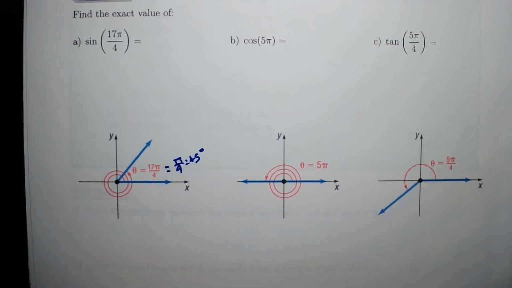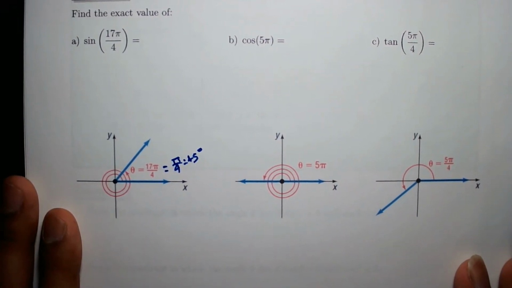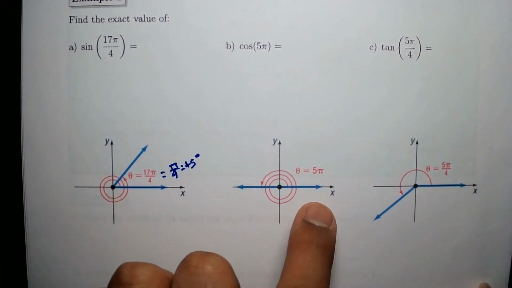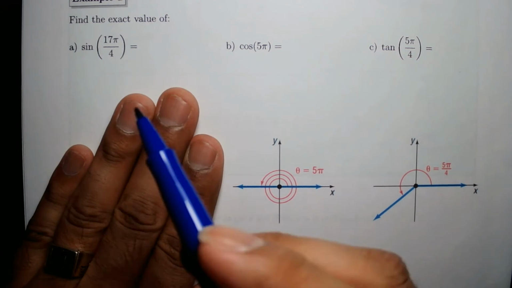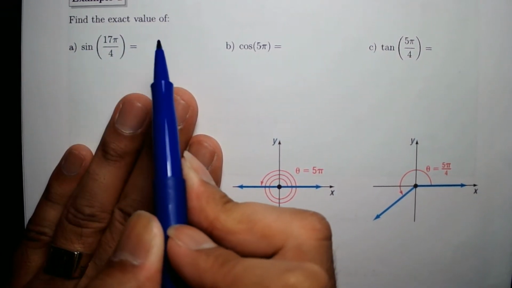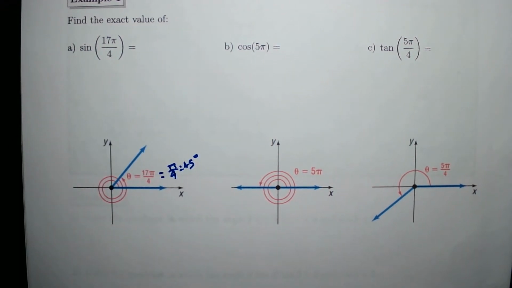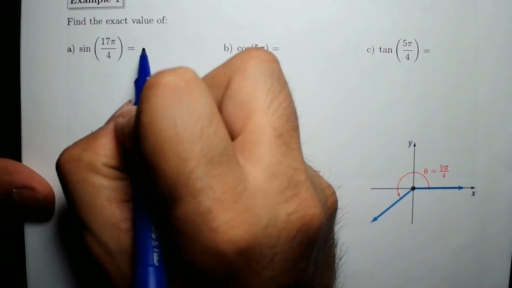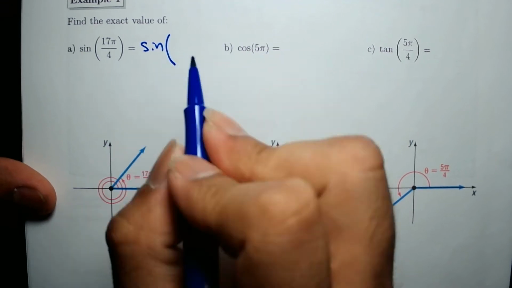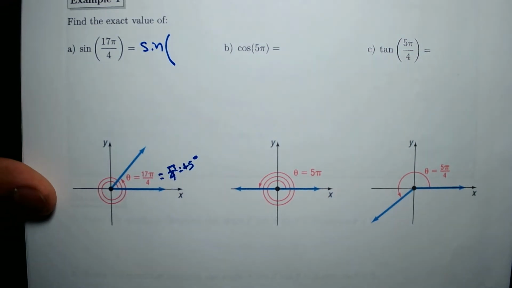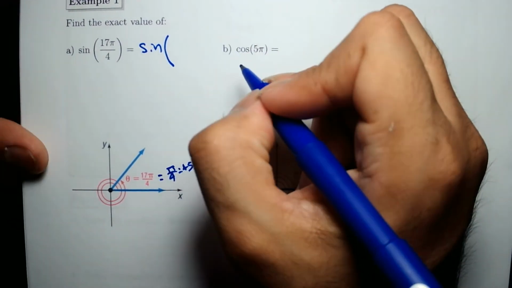But how can we do this? In these examples, we have the graphs. But what if you were just given this expression to evaluate and simplify, without having an idea of how the angle looks? First, I'm going to decompose this 17 pi over 4 in a way that I get a 2 pi, a multiple of 2 pi, plus some other angle.